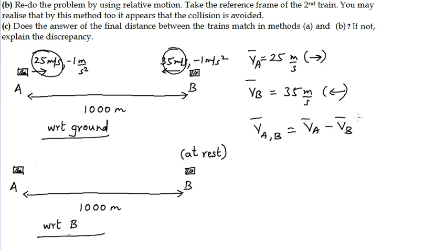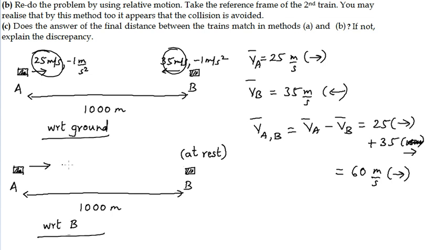So that's going to be 25 meters per second rightward, minus 35 meters per second in the leftward direction. Now what I can do is this minus 35 in the leftward direction, I can change it to plus 35 in the rightward direction, and when I add these, what I get is 60 meters per second in the rightward direction. This means that in this diagram, train A is traveling rightward at a velocity of 60 meters per second, where the velocity is measured in a reference frame attached to B.